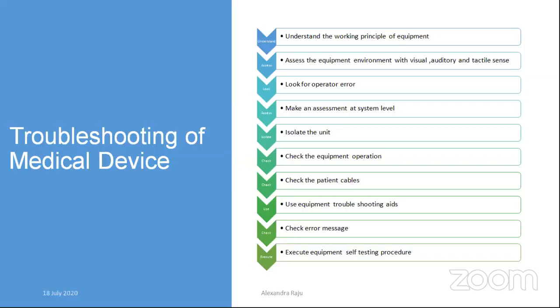So troubleshooting or the corrective maintenance is executed when there is any fault occurred in the asset or the machine or an equipment. This troubleshooting restores the equipment depending upon the fault. There are various steps that have to be performed during the troubleshooting of medical devices. First thing is that we have to understand the working principle of the equipment clearly. For example, if you're taking an ECG machine, we have to know what is the principle of that equipment, and what are the accessories that are included within the machine.